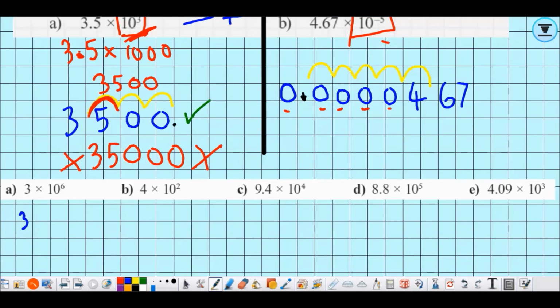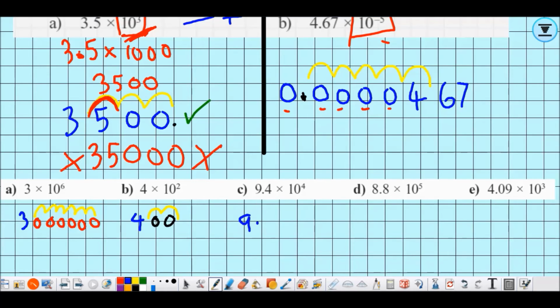So remember, I've got 3. My decimal point at the minute is there, and I'm going to move it 6 times. 1, 2, 3, 4, 5, 6. Okay, and I'm going to fill the numbers in with placeholders. So that's going to give me 3 million. 10 to the power of 6 multiplied by 3. Next one. Again, I've got my 4. This time I'm going to move it 2 spaces. 1, 2. Okay, fill in my placeholders. 4 times 10 to the power of 2 will be 400.